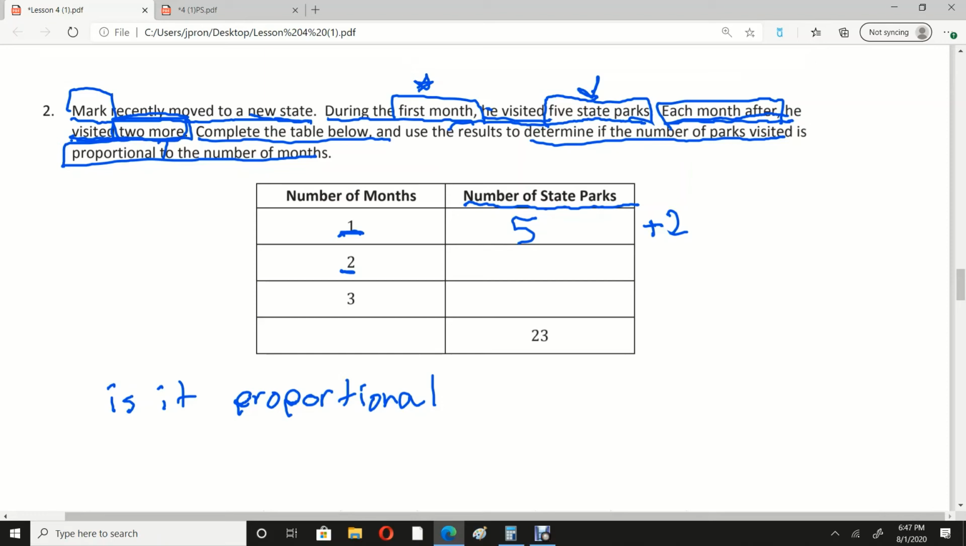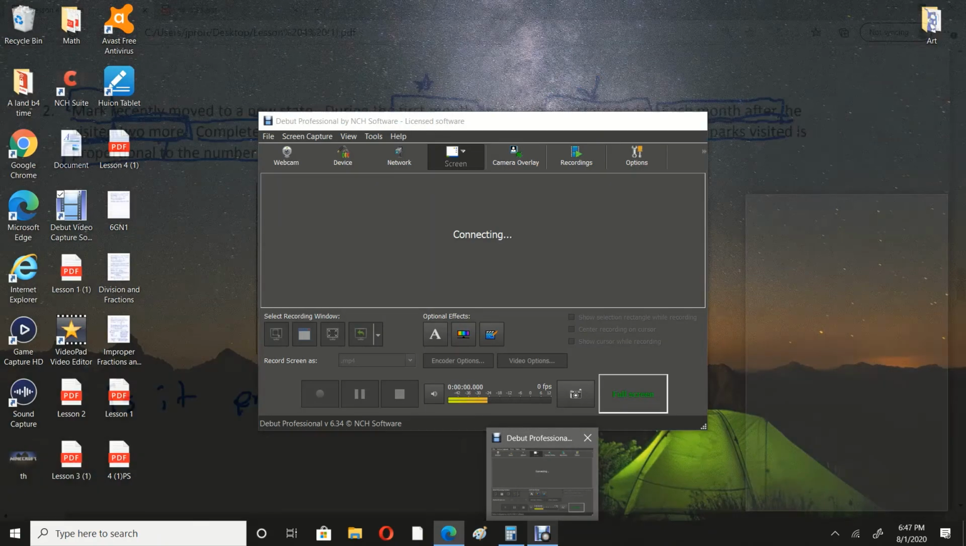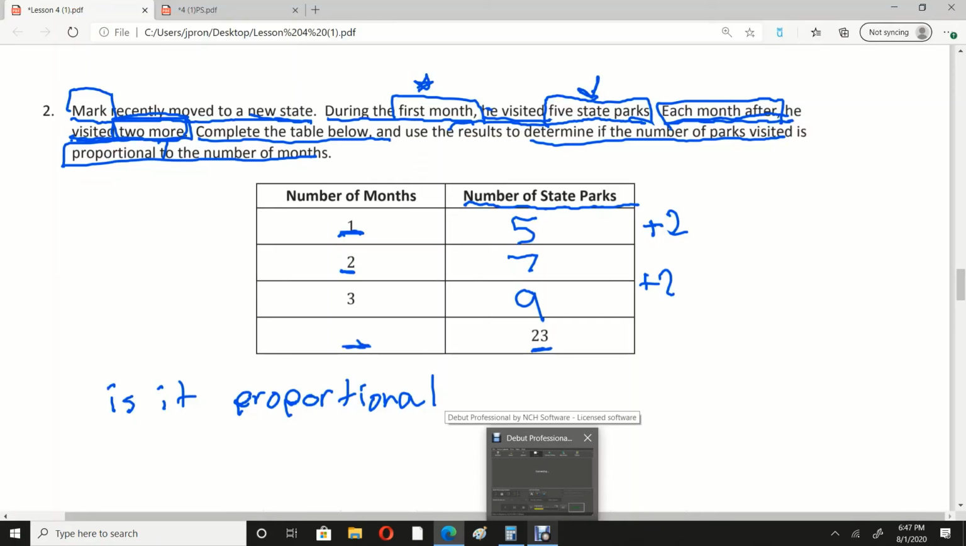So the next month he will have added 2. And the month after that, he'll have added another 2. So he'll be at 9 state parks. Uh-oh, though. What about at 23? How can we figure out how many months Mark's been living in the state if he's seen 23 state parks?